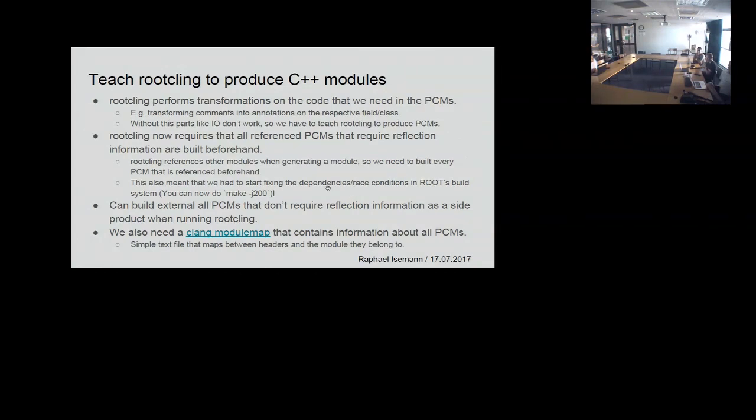Another thing, as already mentioned, is that we had to fix some race conditions and dependencies in the ROOT build system. You can actually run make -j200 and it works now, because modules get serious problems if your dependencies are messed up, and they give you warnings that you need to build their dependencies. So we had to fix the race conditions and the dependencies there.